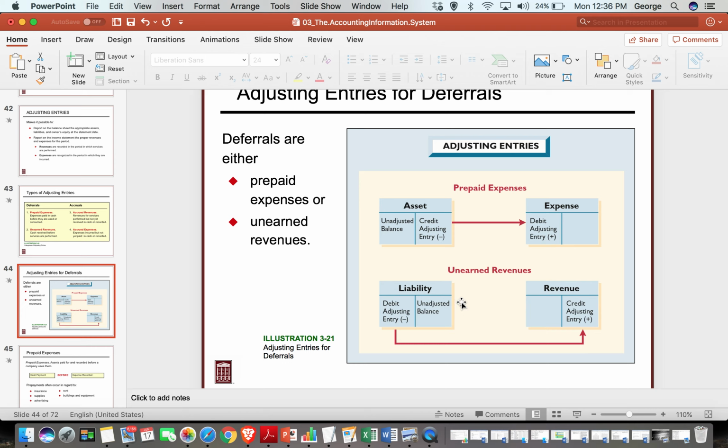On an unearned revenue, we showed one of those earlier. I received revenues, but I didn't do the work. So let's say December 1st, I received $1,000 in cash for work that's going to be done December 31st. So December 1st, I haven't done the work yet. I'll debit cash and credit unearned revenue, which is a liability, for $1,000. At the end of the period, I'll debit unearned revenue and credit revenues for $1,000 to record the earned revenue.